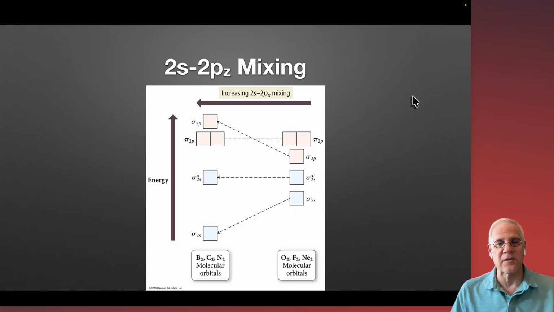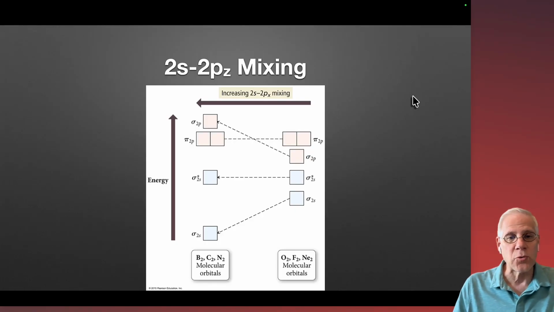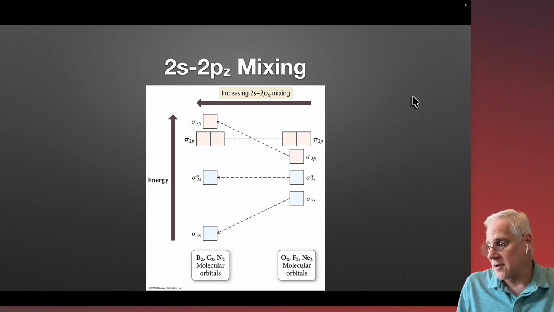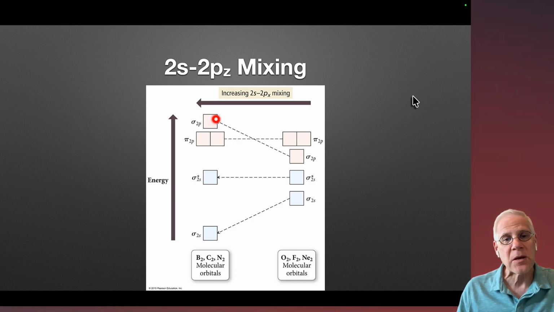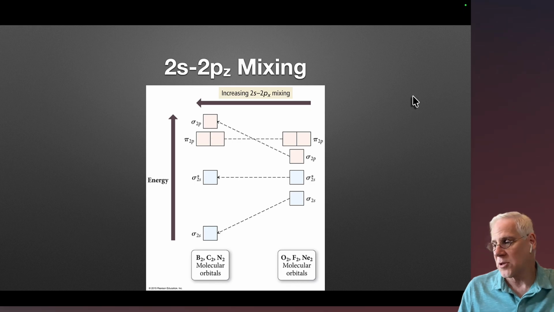So let's take a look at this. In period 2, this is fairly prevalent, and it cuts the periodic table pretty much in half. So here we have boron, carbon, nitrogen, where the sigma 2p is higher in energy than the pi 2p. And that's not what we would normally expect. Normally, a sigma interaction would have a greater overlap and therefore a lower energy than a pi interaction. But we don't see that happening for these smaller molecules in period 2.